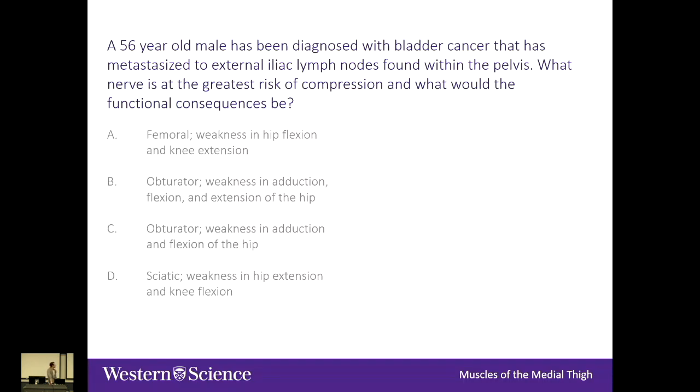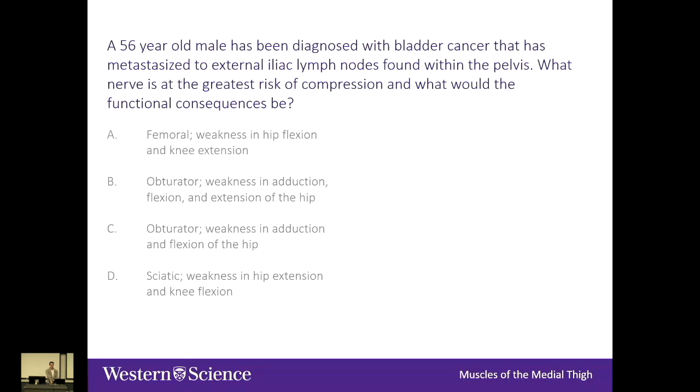So a 56-year-old male has been diagnosed with bladder cancer that has metastasized to external iliac lymph nodes within the pelvis. That's a mouthful. You probably have no clue what that means, so I'll talk about that in a second. What nerve is at the greatest risk of compression because of this metastasis, and what would the functional consequences be?